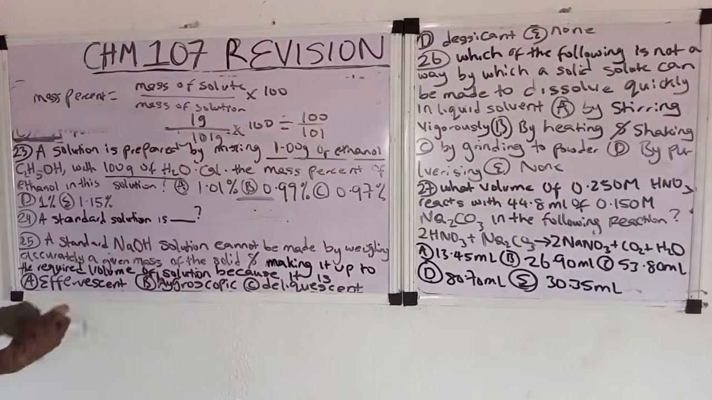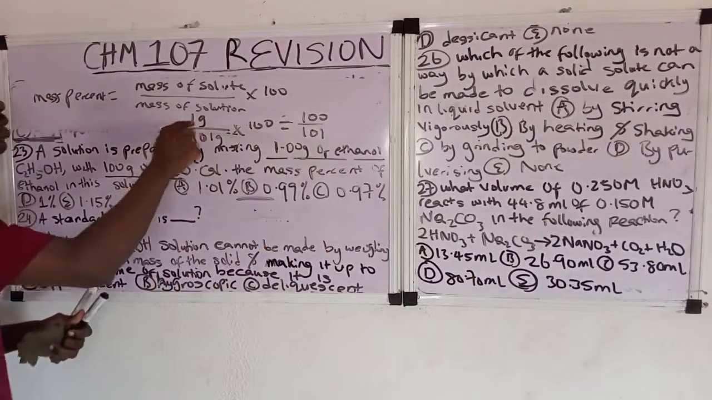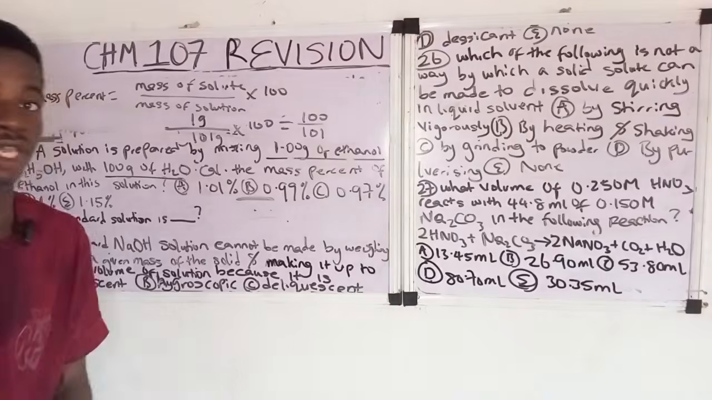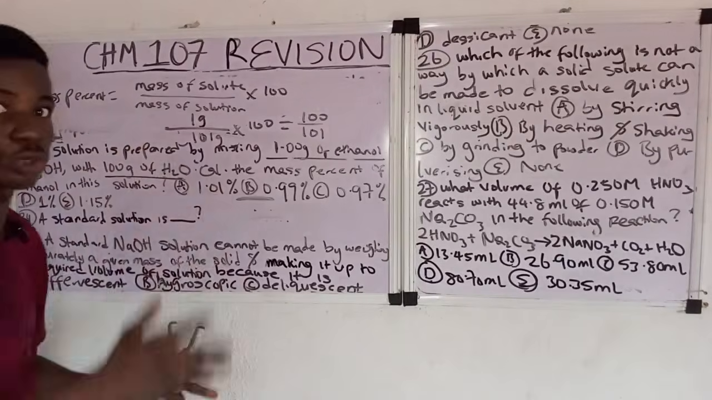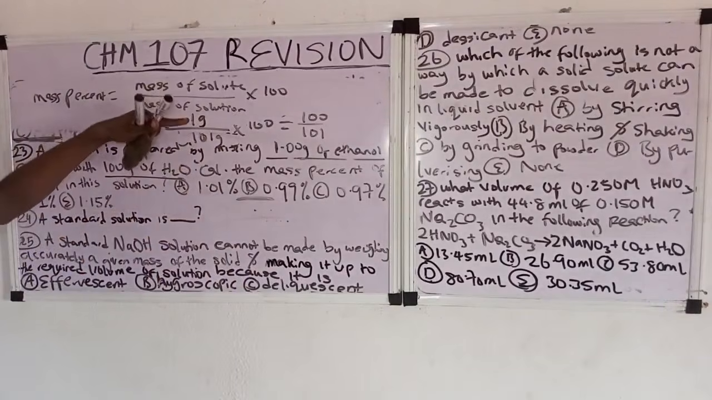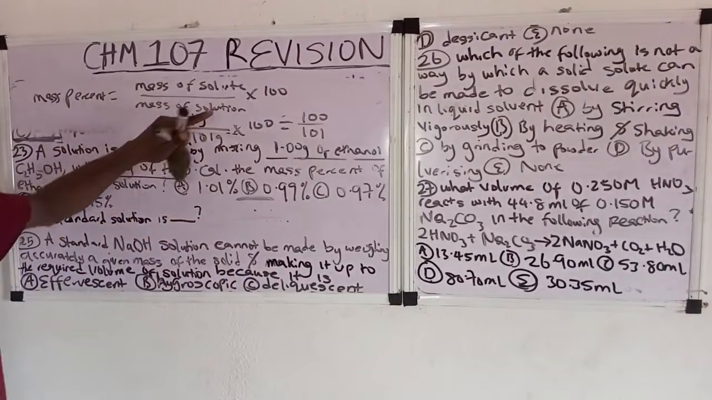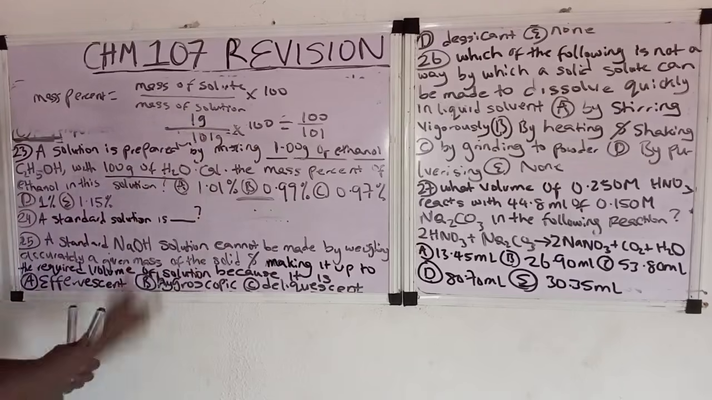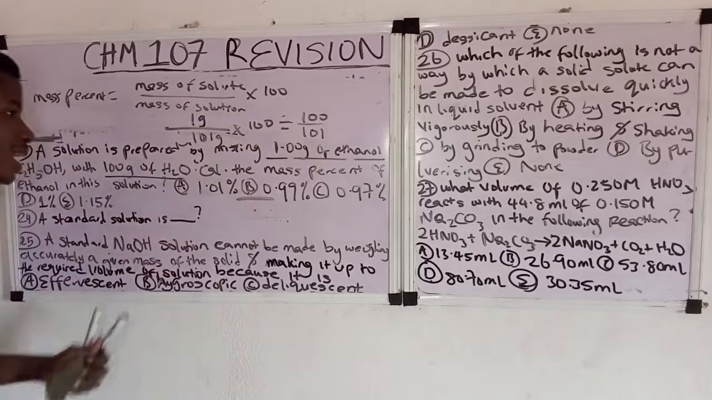So that is how you calculate this. The mass of the solute is divided by the mass of the solution. Remember, solution is made up of the solute and the solvent, so you add the mass of the solute plus the mass of the solvent to get the mass of the solution. Then divide them and times it by 100 to get your mass percent. So the answer is 0.99%.